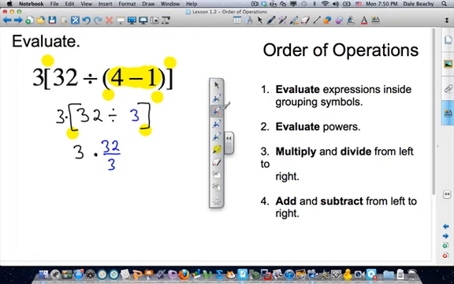Now we move to step 2, which is to evaluate powers. Now, since we don't have any terms or factors that contain exponents, we're done with that. Step 3 says to multiply and divide from left to right.